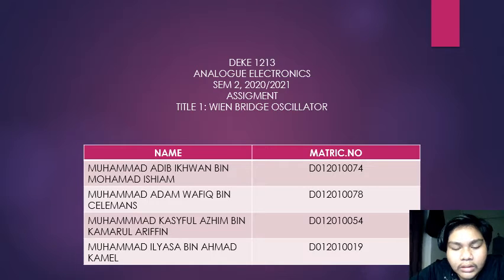This is the list of names of our group. First is my name, Muhammad Adib Ikhwan. Second, Muhammad Adam Wafiq. Next, Muhammad Kasyful Azhim, and the last, Muhammad Ilyasa.